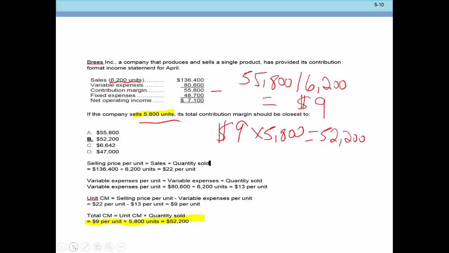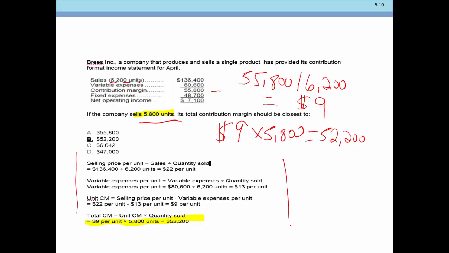And this one now is a situation where they tell us what the contribution margin is, sales minus variable expenses for 6,200 units, and then they want to see what our contribution margin would be if we sold 5,800 instead of 6,200. Now, if you look down here at the way the textbook showed the solution, they're walking you through this slowly so that you're understanding exactly what's going on.